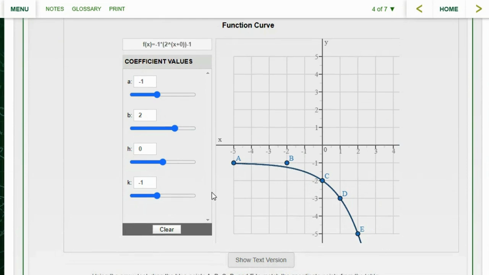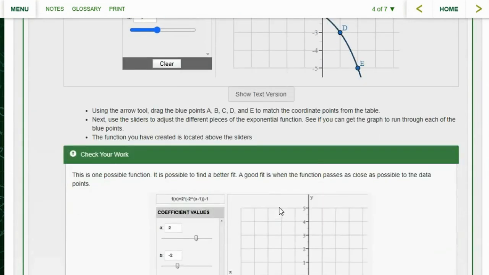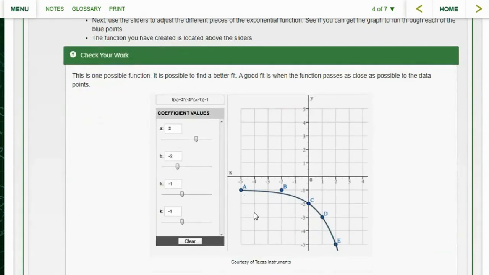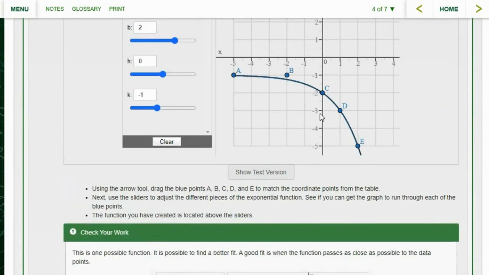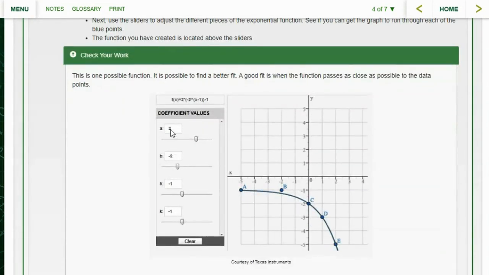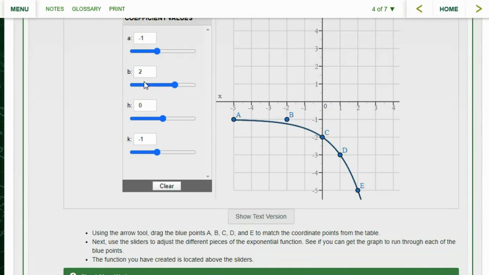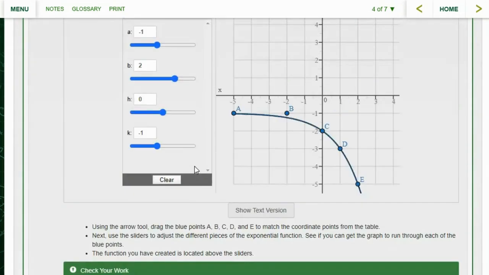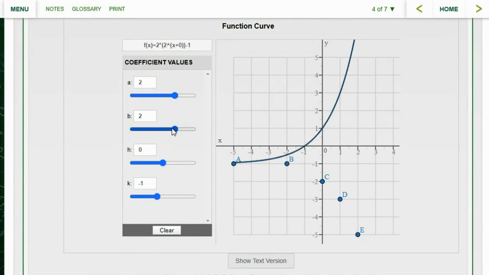And there's more than one way to do this, because if we look down here, their graph looks very much like our graph. See, we got just touching A, C, D, and E. But they did it with a coefficient of negative 2, a base of negative 1, and a shift of negative 1. So what they did, see what they do, they did a positive 2 here and a negative 2 here, and then shifted it 1 to the right to get the same graph. So there's more than one exponential equation way to do that.